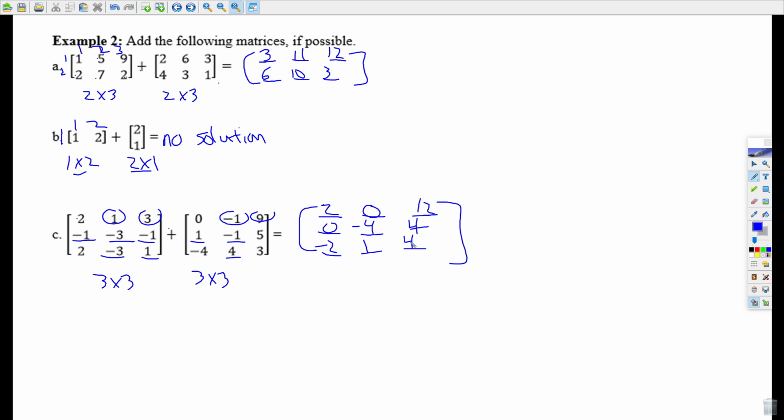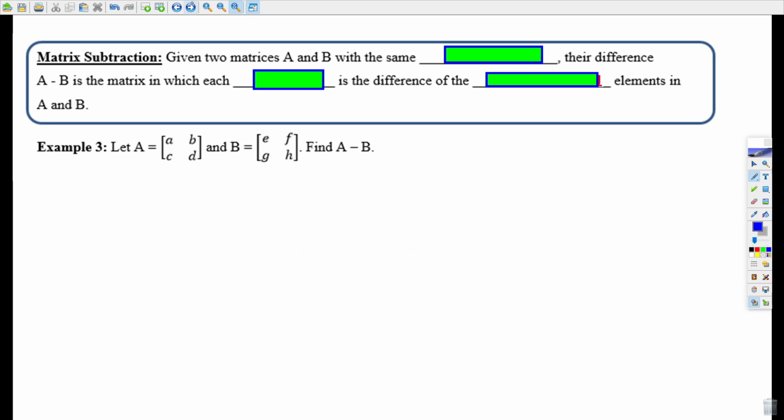In that particular case, we added 9 different times to get the final matrix, which is also a 3 by 3. So you can always set them up that way and just draw the blanks, and then add each one individually, all the corresponding elements.